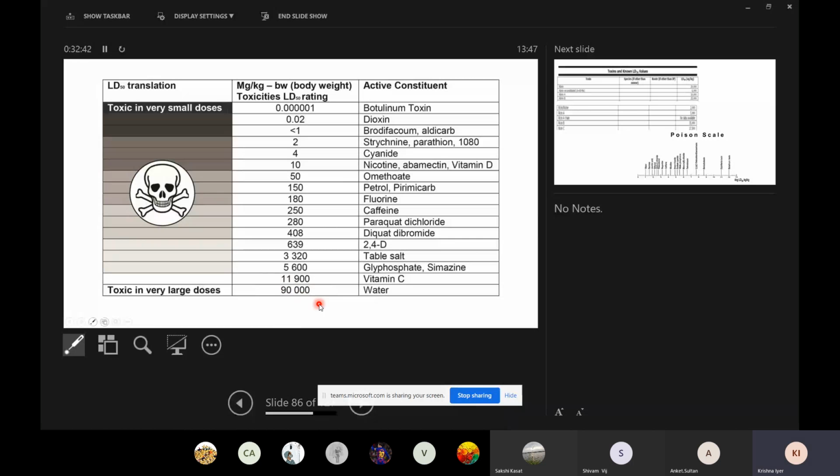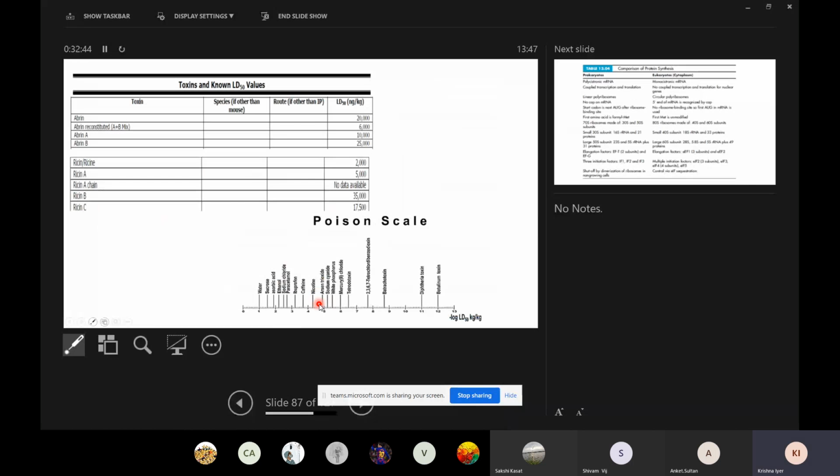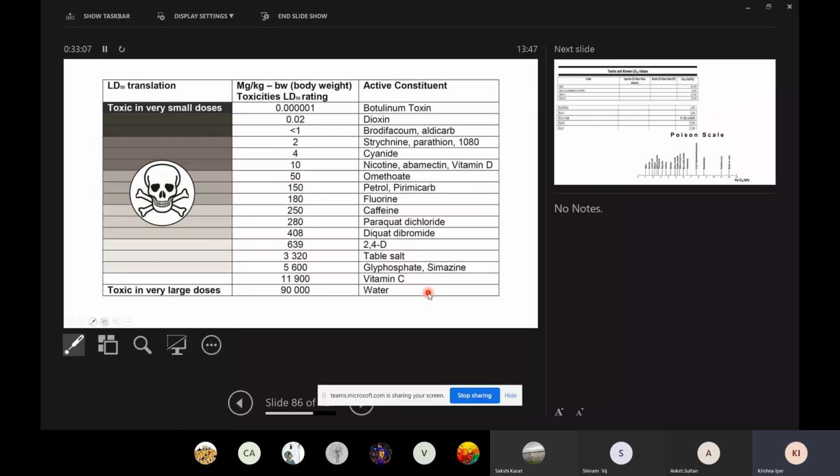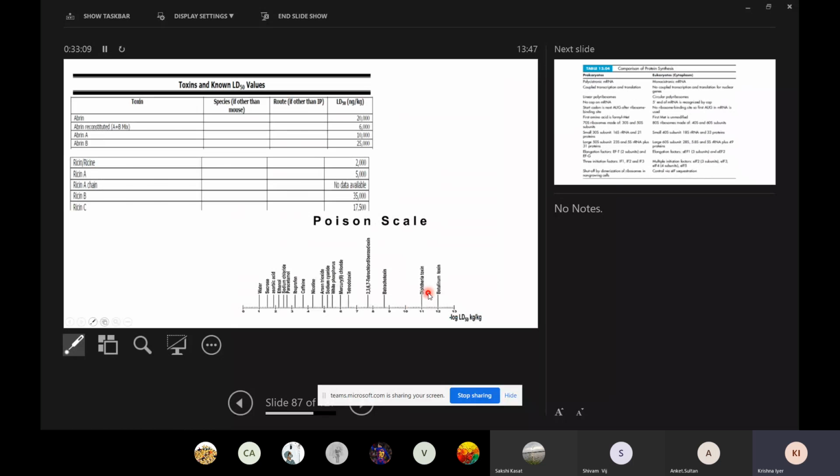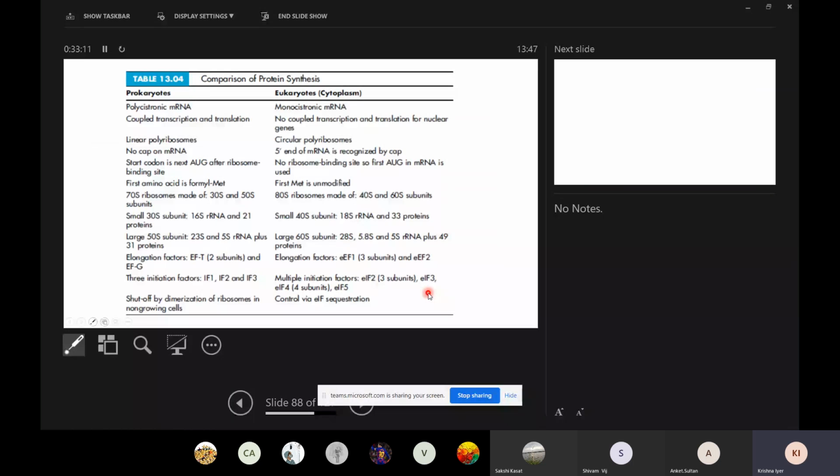Just as a little side thing, the LD50 of abrin and ricin are given here in nanogram per kilogram, so these are fairly toxic compounds. And here, if you look, there is diphtheria toxin, which is in a sense very close to botulinum toxin. Very toxic compounds, and they all work by inhibiting protein synthesis.